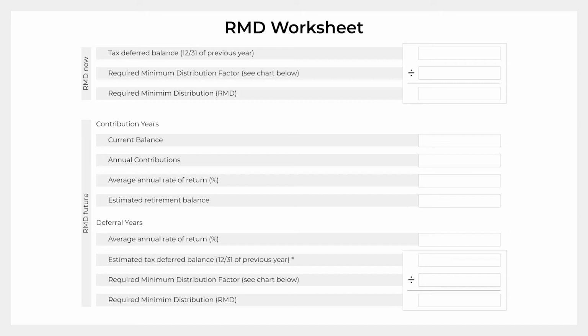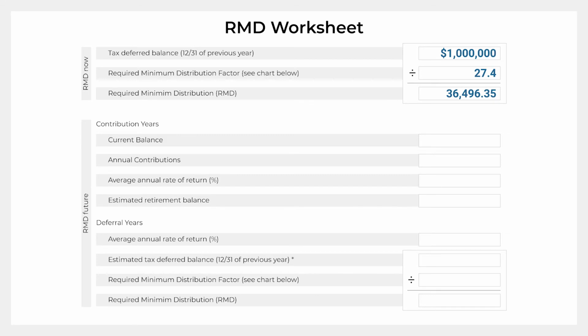You'll see that the top section is for a current RMD, or if you're eligible to take an RMD this year. The bottom section is for a future RMD, or if you're not yet eligible or required to take that required minimum distribution. I want to walk through with you 3 different scenarios, and you can choose which one you most relate to. That helps you understand, again, how that's calculated inside of the RMD worksheet.